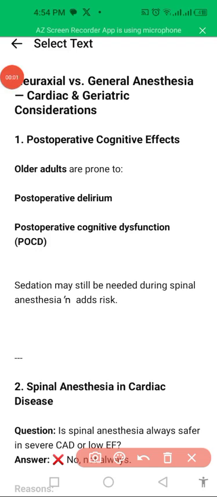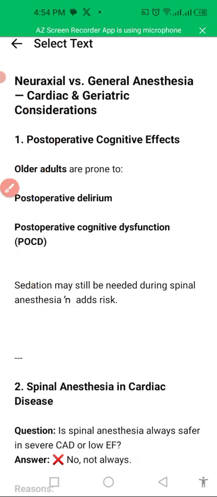Okay, so here is a quick comparison between spinal and general anesthesia. Post-operative cognitive effects, like delirium and post-operative cognitive dysfunction, are more common with general anesthesia in older patients. Sedation may still be needed in spinal anesthesia. If sedation is given to an older patient, it may be risky.